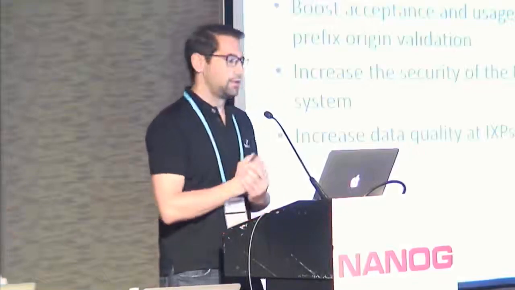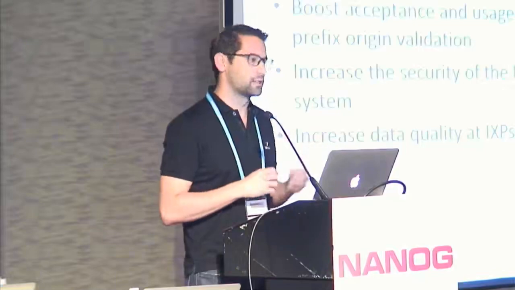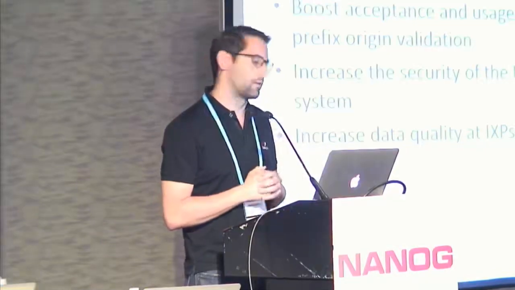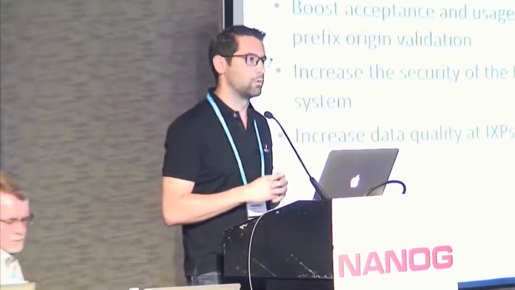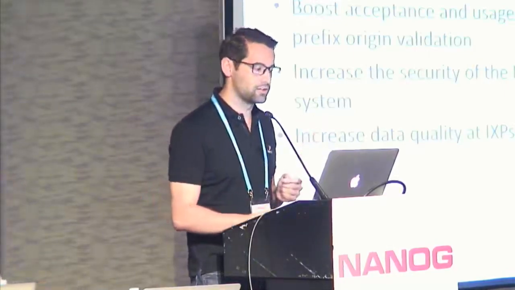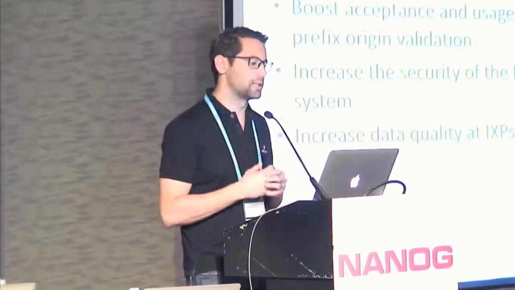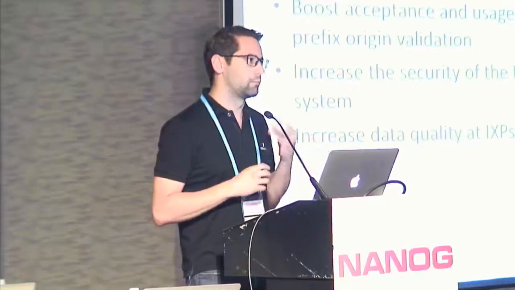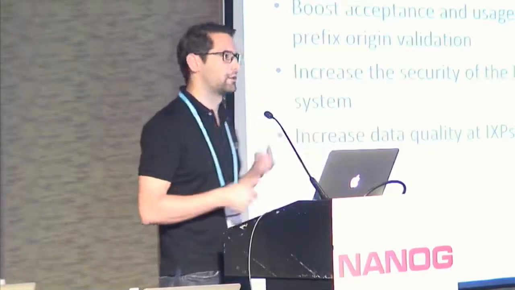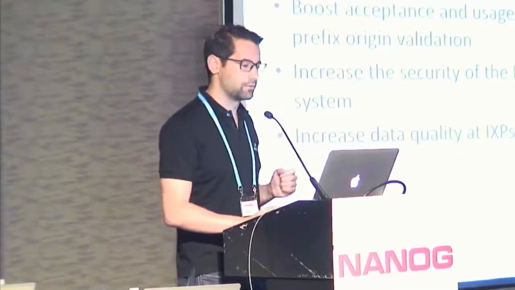So we clearly have seen the need for this. We see hijacks, we see malicious things going on in the internet routing system. So we as an IXP want to incentivize origin validation. We also want to increase the data quality at the IXP's route servers. What we want is to provide you through the route server with prefixes that are filtered and validated, to assure you a very good service.